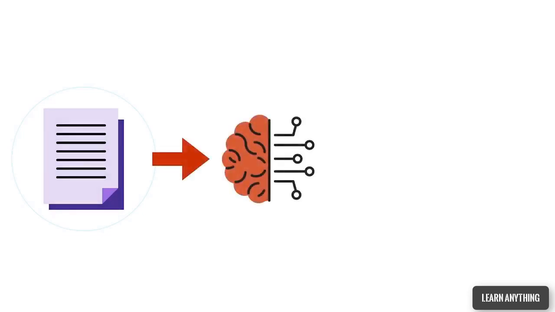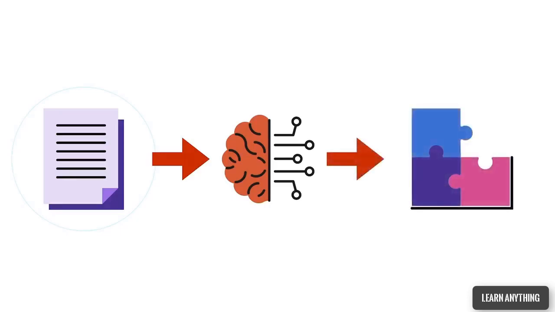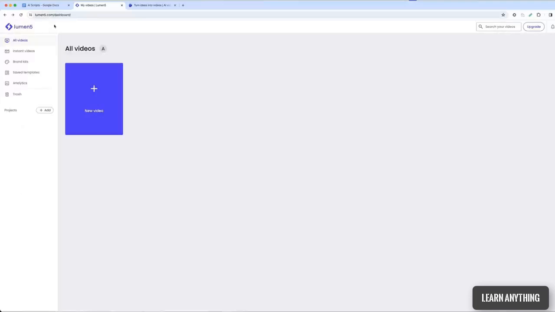Most of the time, you'll first input text or copy or paste a script, and then AI-driven tools use keyword associations from that text to determine the type of stock content it assembles for you. I'm going to show you just a few of these tools, starting with Lumen5.